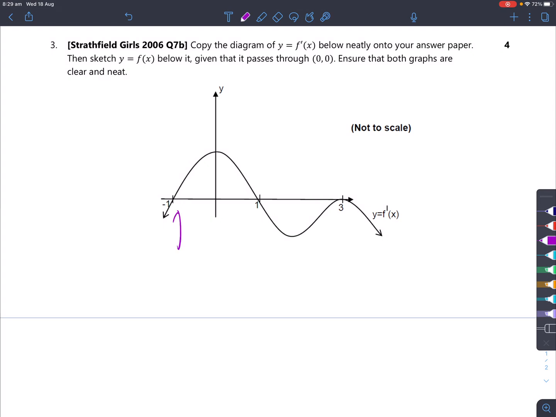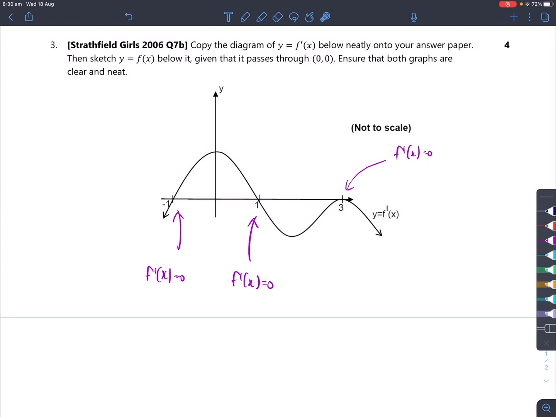So over here, we can see f dash x equal to 0. Over here, it's also f dash x equal to 0. And over here as well, f dash x equal to 0. Now, I'm also going to point out where it would be equal to 0 for the double dash.